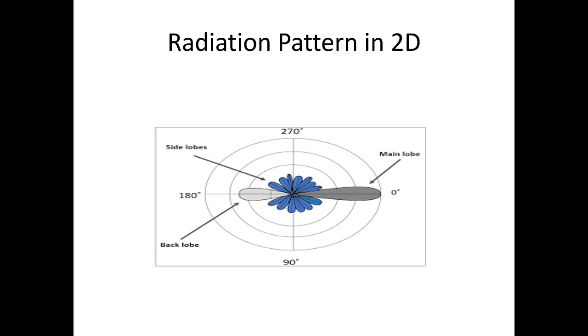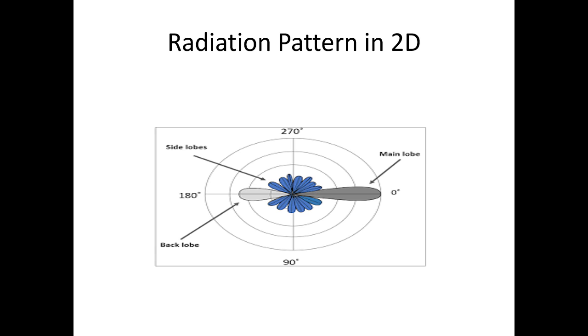This radiation pattern is characterized by lobes, L-O-B-E. In this case, the main lobe is the direction in which maximum radiation happens. The side lobes are where minimum radiation happens, and the back lobe is the one which is exactly opposite to the main lobe.